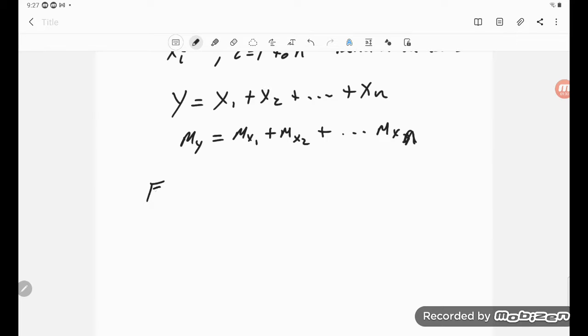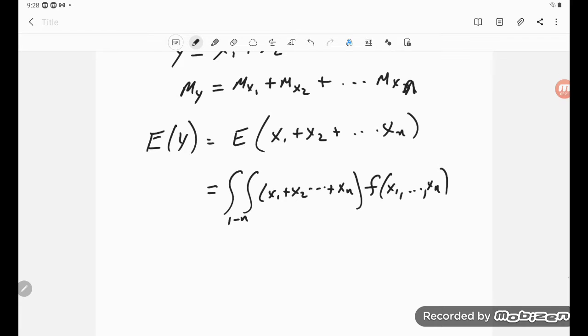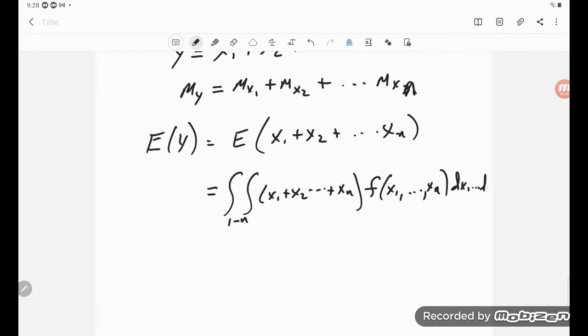if I want the mean of y, I want the expected value of y, that is the expected value of the sum of the x's, x1 plus x2 up to xn. But that is, by definition, an integral. We've got a bunch of them, so this is 1 to n, a bunch of those integral signs. And we have x1 plus x2 out to xn. And we don't know that these are independent, so we have an f of x1 all the way to xn, a joint distribution. And then we have our dx1 all the way out to dxn.